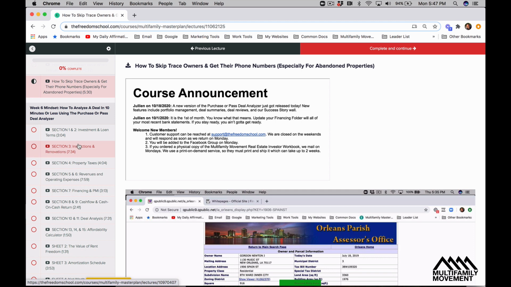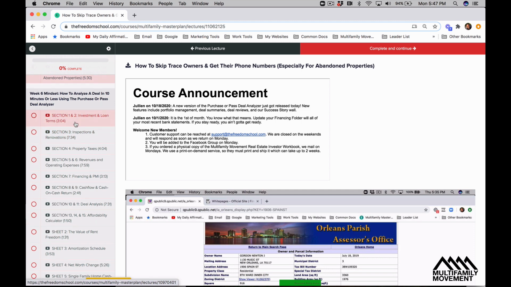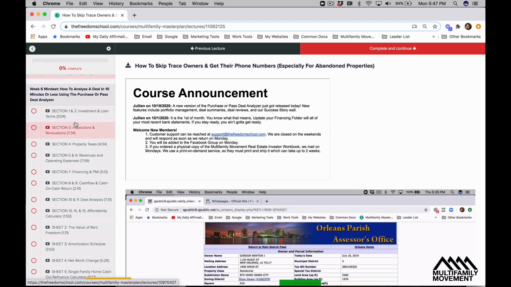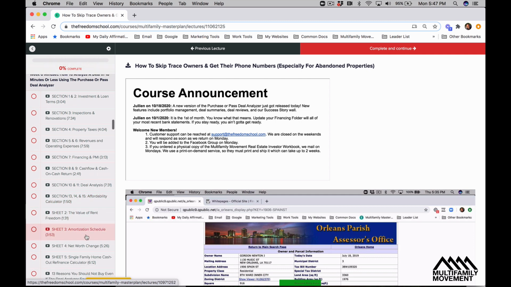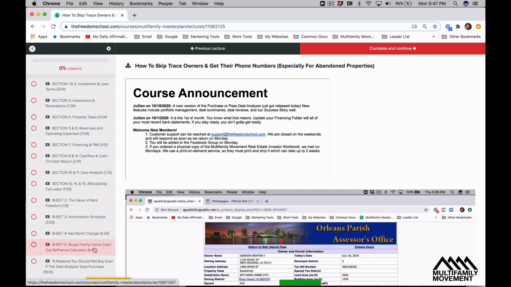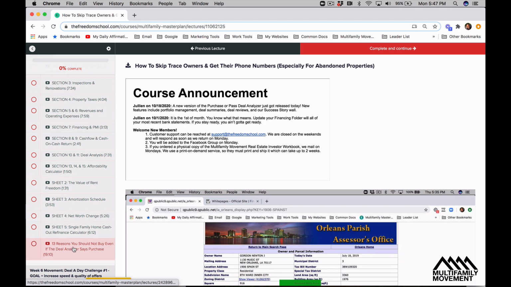All right, so from there, in Module 6, we go into how to analyze or evaluate a deal, all right? And this is a step-by-step process to be able to do that, okay? So we're going into the investment and the loan terms, the inspection and renovations, the property taxes, the revenues and operating expenses, financing and PMI, cash flow and cash on cash return, okay? The deal analysis, the affordability calculator, the value of rent freedom, the amortization schedule, the net worth change, the single family home cash out refinance calculator, and then the 13 reasons you should not buy even if the deal analyzer says purchase, okay?